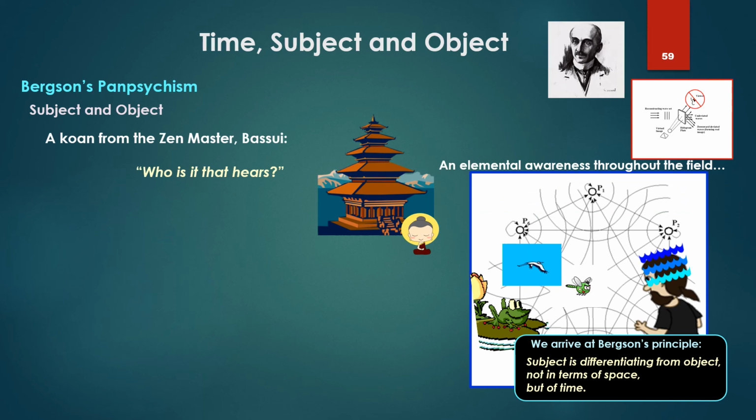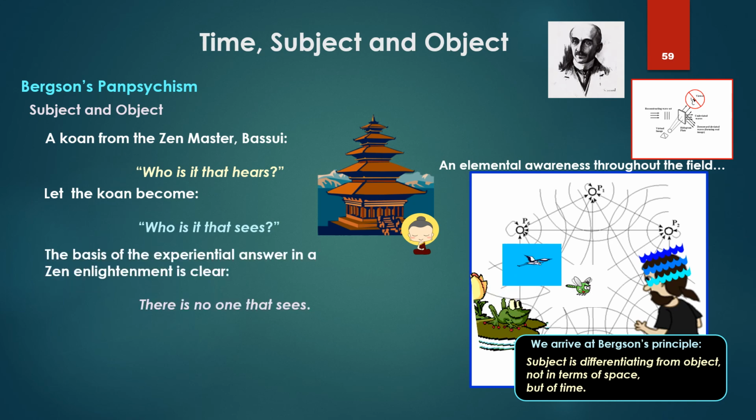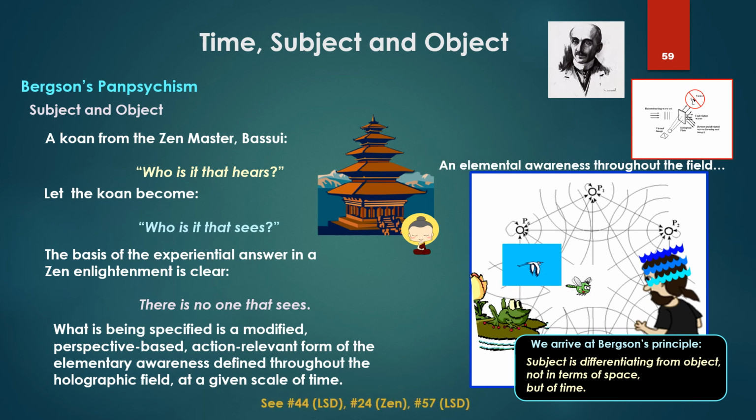So yes, this is all very consonant with the experience of Zen enlightenment. There's a koan from the Zen master Bassui that goes, "Who is it that hears? Let the koan become, who is it that sees?" Remember, one meditates on these koans until enlightenment is achieved. The basis for the experiential answer in Zen enlightenment is clear. There's no one that sees. What is being specified is a modified, perspective-based, action-relevant form of the elementary awareness defined throughout the holographic field at a given scale of time.